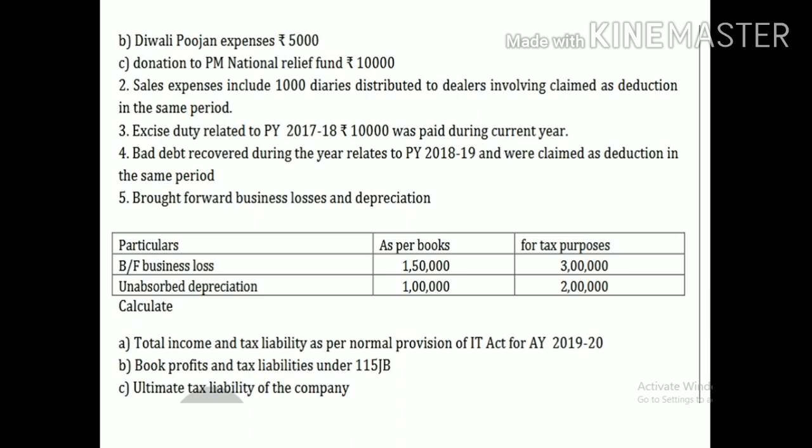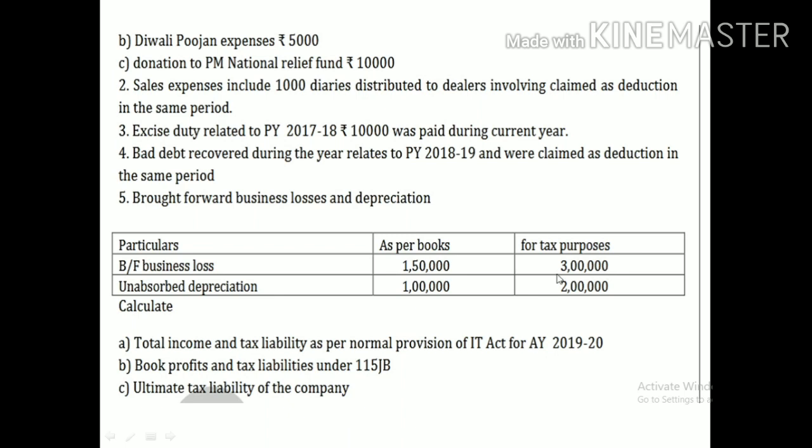From the book profit, you should deduct two things, that is brought forward business loss and unabsorbed depreciation as per IT. Here we have as per books and as per tax purpose. So in case of normal provision, don't take as per books. Okay, it is related to MAT. We are doing normal provision, so we require as per IT, related to tax, so we should take as per IT for both the amounts.